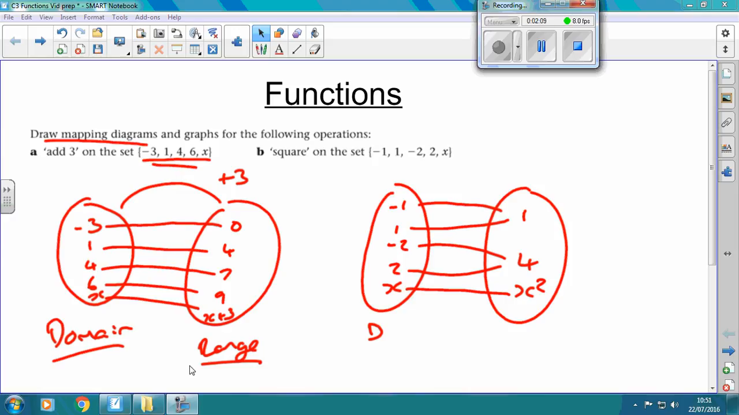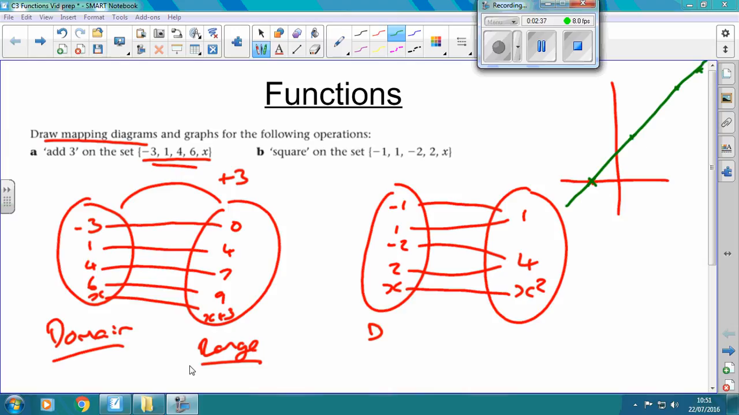So the graph would simply be that -3 would go to 0. So x is -3 and then y would be 0. So that'd be there. Let's do it in a slightly different colour. 1 would go to 4, 4 would go to 7, and then 6 will go to 9. Obviously, if you did this on a proper graph, then you'd be able to draw the graph of it. And so that would be your x value and your y value, or your domain and your range.